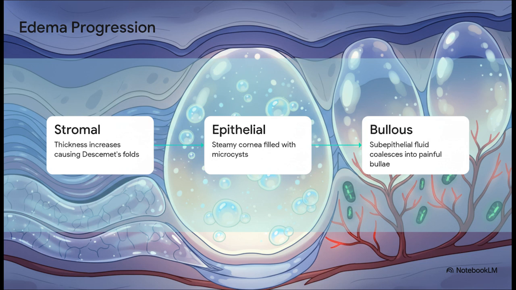If the condition decompensates even further, the fluid pushes anteriorly, right into the epithelium. That's what creates that classic steamy or hazy-looking cornea packed with microcysts. The absolute end stage here is bullous keratopathy, where subepithelial fluid coalesces into large fluid-filled bullae. When those bullae finally rupture, they expose raw corneal nerves. It causes agonizing pain and immediately opens the door for bacterial keratitis.